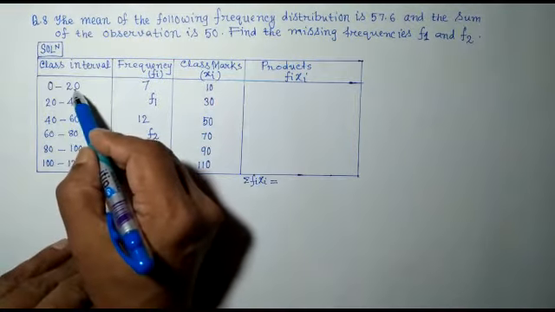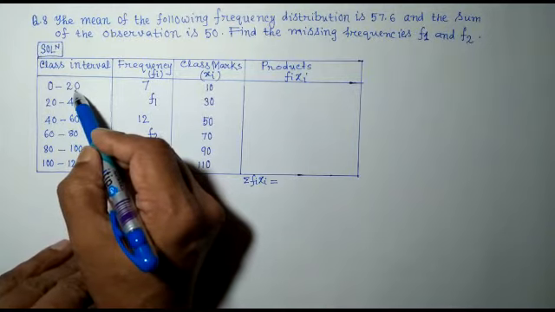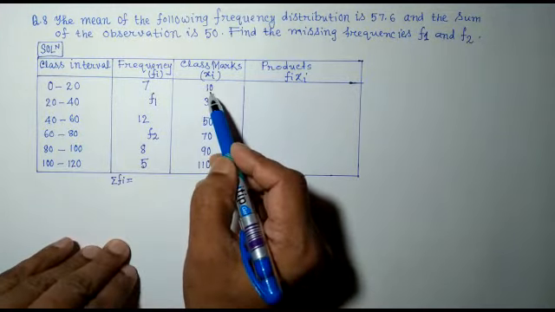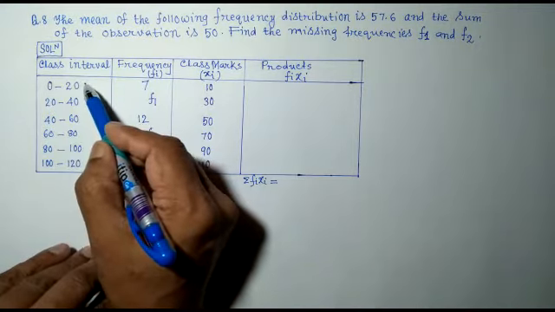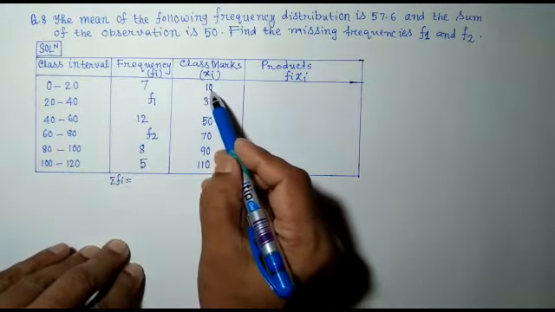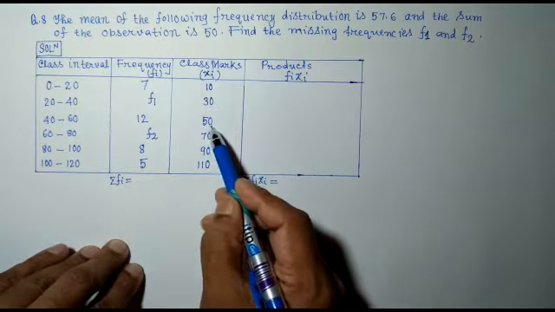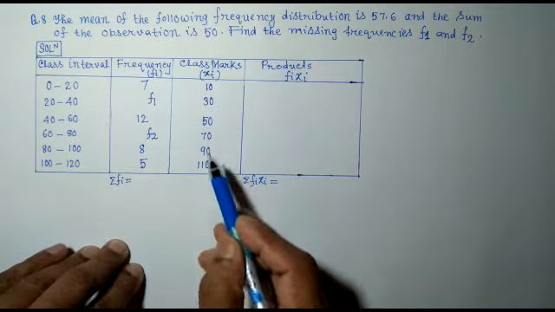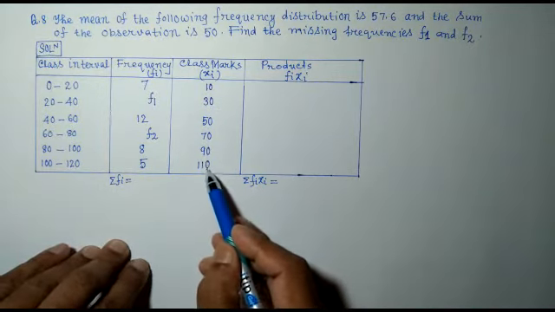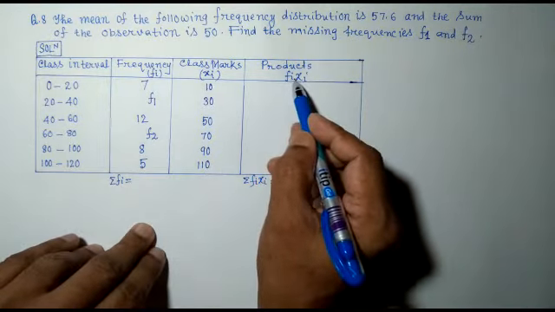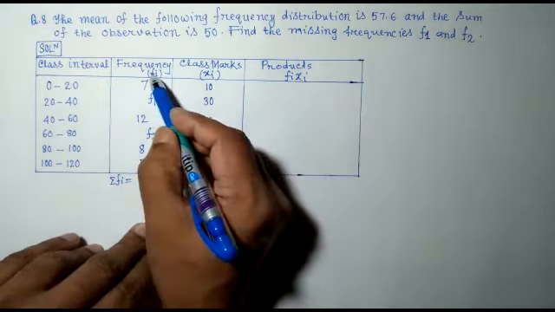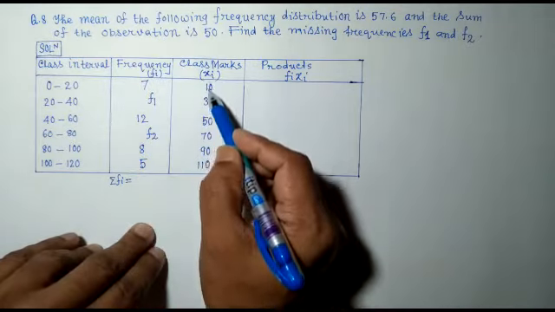So 0 plus 20 divided by 2, it is what? 10. And next will be 20 minus 0, so class size will be 20. So add 20: 10 plus 20, 30 plus 20, 50 plus 20, 70 plus 20, 90 plus 20 is 110. Now the product fi xi. So frequency is fi and class mark is xi.